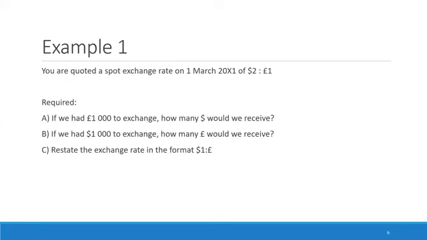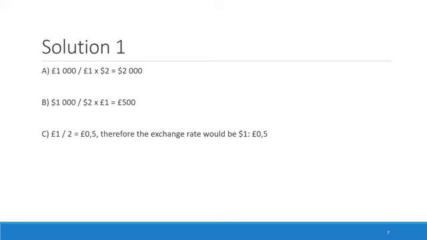This third requirement is to restate the exchange rate in the format of $1 is to how many pounds? Okay, so how are we going to get $2 to $1? What do we need to do to that side of the exchange rate equation? So $2 divided by 2 will give us $1. We then need to do the same to the other side of the equation. So 1 pound divided by 2 means 0.5 pounds.